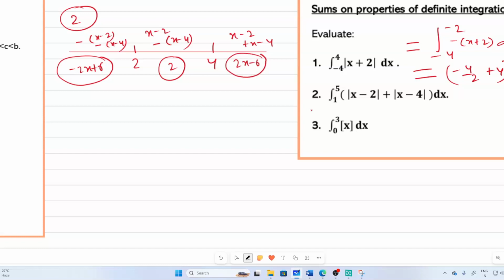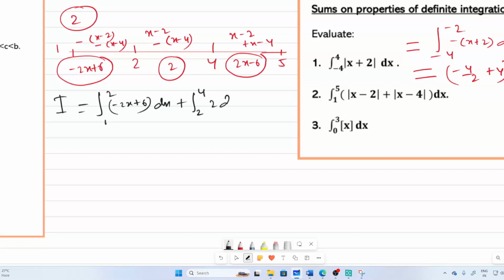So again you go for splitting. How many critical points are there? There is a point 1, there is a point 5, and in between all these come. So the integrand, if you want to write, is from 1 to 2, the first interval, minus 2x plus 6. Then 2 to 4, the second interval, the function is 2 dx.